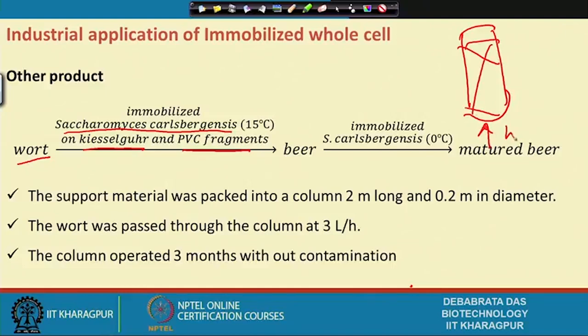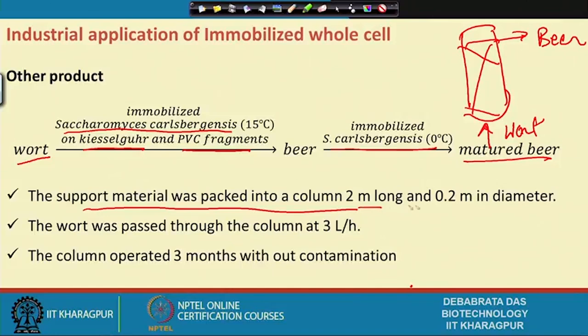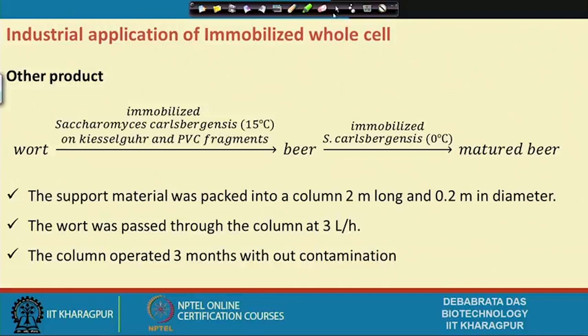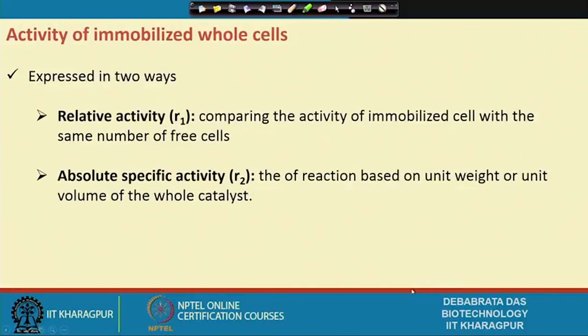This is where we feed the wort. And here we will get the beer, and then again we pass it through Saccharomyces carlsbergensis in another column to get the mature beer. Whatever unconverted substrate, glucose, is there will be further converted to alcohol. So the support material was packed in a column 2 meter long and 0.2 meter in diameter. The wort passed through the column at a rate of 3 liter per hour. The column operated for 3 months without contamination. So this is one of the applications of this whole cell immobilization system.